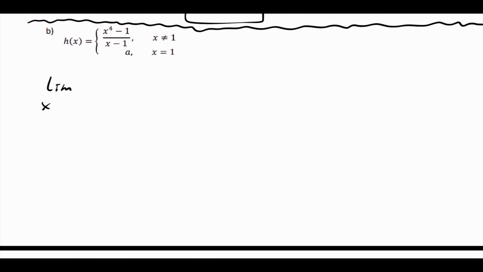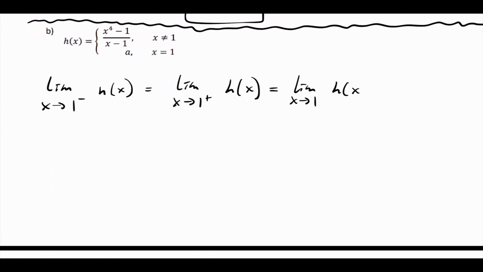The limit as x approaches 1 from the left for h of x has to be equal to the limit as x approaches 1 from the right for h of x, which is equal to the overall limit, which is equal to h of 1. All of those have to be true. Okay, so what we're going to do is do our best to figure them out.